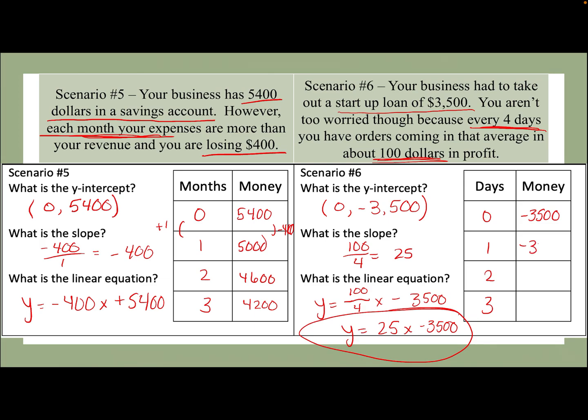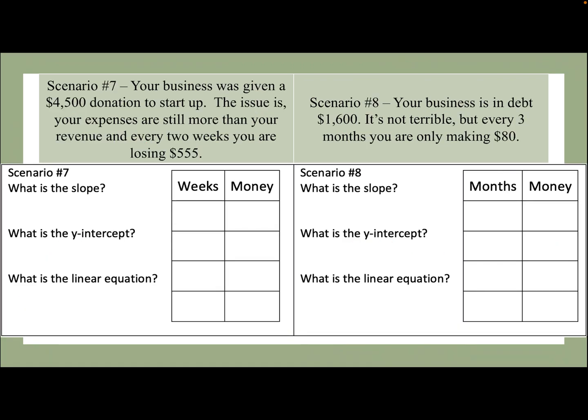So negative 3,475, negative 3,450, negative 3,425. So that's counting by days, or you could do every 4 days. So these numbers would change and you would use that equation. I circled the one I used because I simplified the equation, or the slope, sorry.